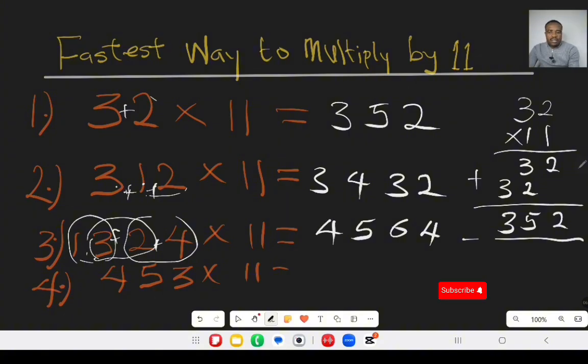Then I will leave the last one for you, which reads 453. You have to do it.